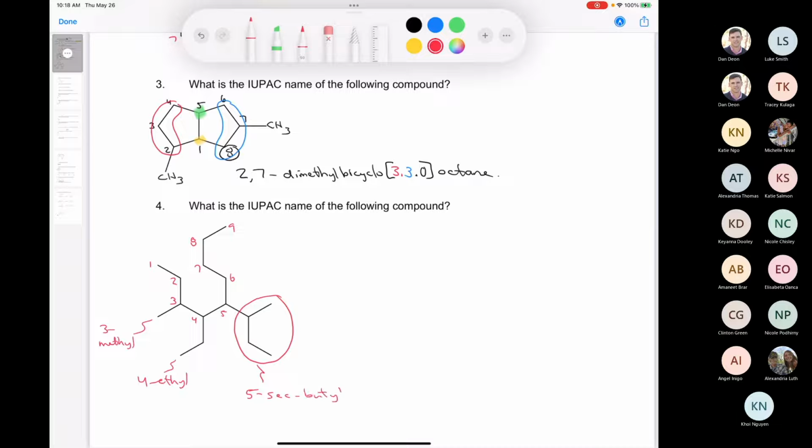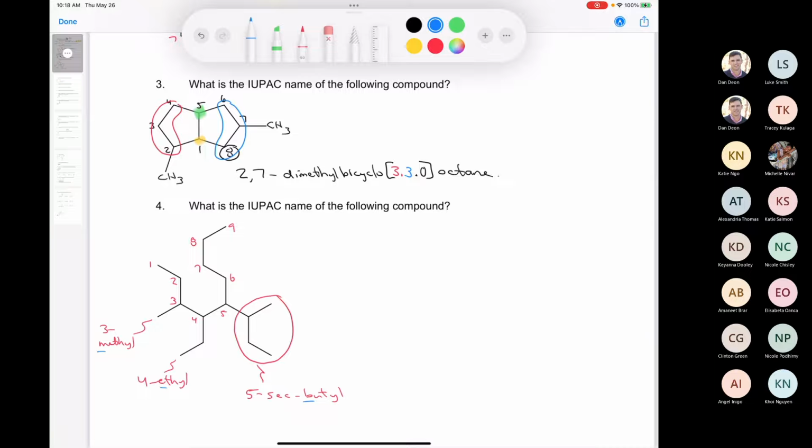And remember that sec-butyl is hyphenated. So we're going to alphabetize according to the letters B, E, and M in the 3 substituents. So that means the sec-butyl will come first. And this compound is some kind of nonane. And so we put it all together. We get 5-sec-butyl. Next is going to be the ethyl group. We have our 4-ethyl. Lastly will be the methyl group, a 3-methyl, and we put no space between methyl and nonane. 5-sec-butyl, 4-ethyl, 3-methylnonane.